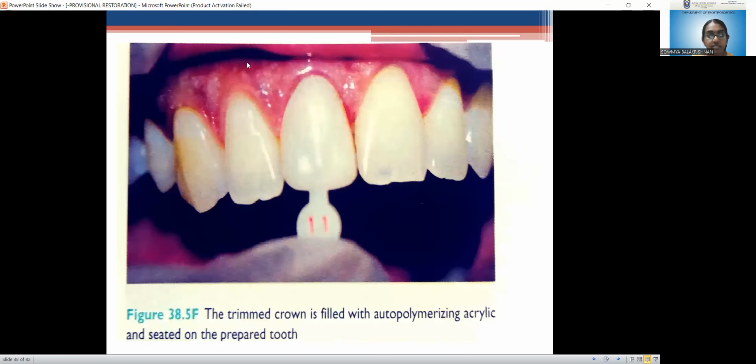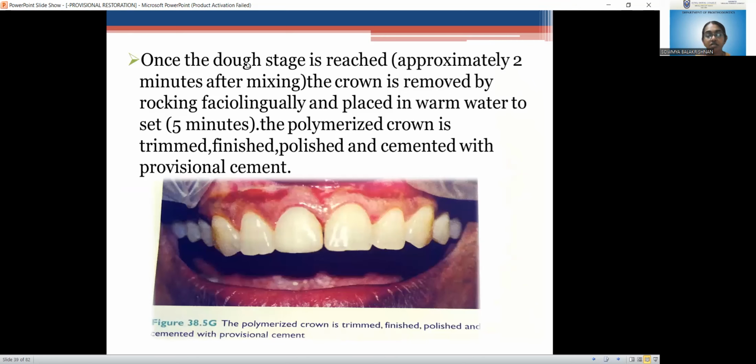Then we apply petroleum jelly onto the repair tool, and the trimmed crown is filled with autopolymerizing resin for the purpose of relining, and is seated onto the repair tool. While relining the tissue surface, make sure that once the dough stage is reached, the crown is removed by rocking facially and placed in warm water. Then the polymerized crown is trimmed, finished, polished and cemented with the provisional cement.